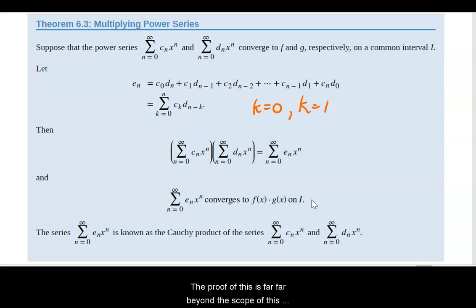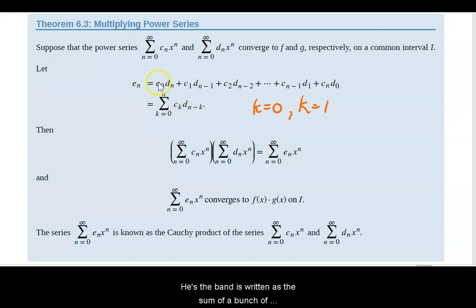The proof of this is far, far beyond the scope of this course, and we will not even attempt it here. This is, in fact, a more difficult process, and we will not focus very much on multiplying power series together. However, I do want to expose you to it and give you an example of what it looks like. Let's see how the formula is used. You'll see that when you multiply the two power series together, you get a third power series where the coefficients are given by this E sub n.